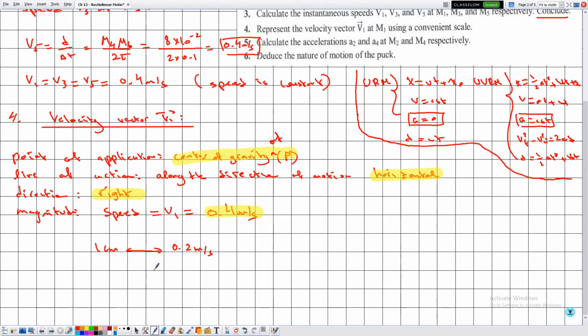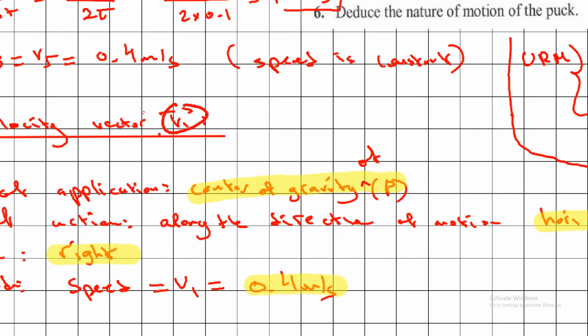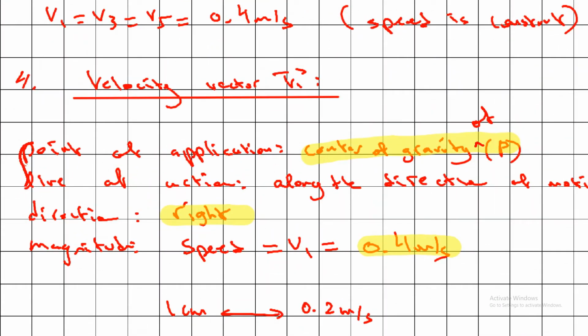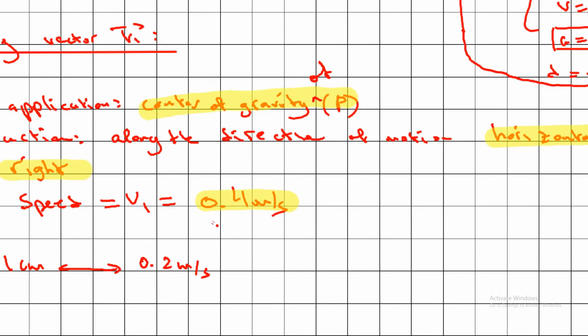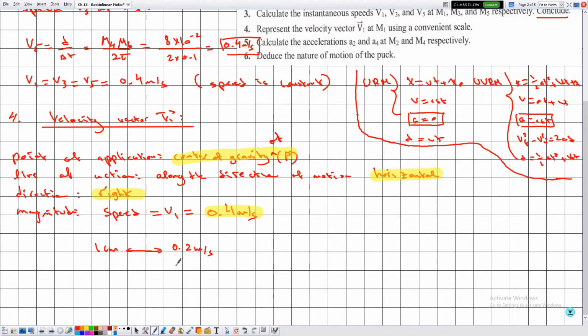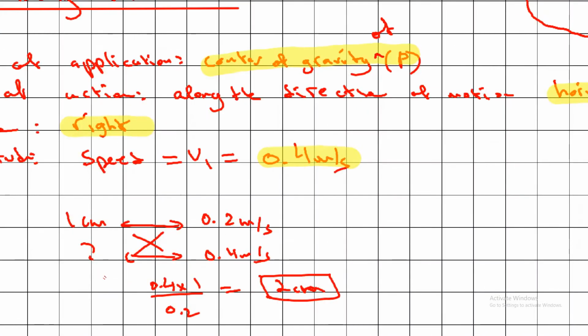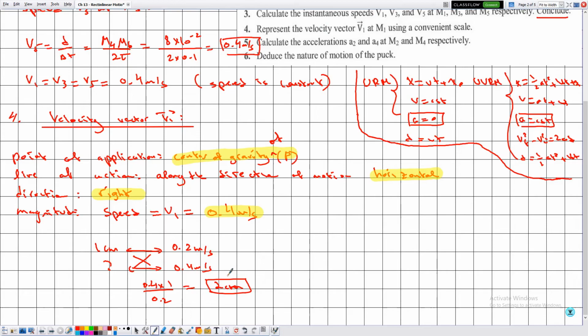Now we need to determine the length of the vector v1 that we are interested in representing. Recall that I have listed these properties because it will be easier for us to represent the vector. Now if this is the chosen scale, what would be the length of a magnitude of 0.4? So 0.4 meter per second corresponds to what? In this case we cross multiply, and 0.4 multiplied by 1 divided by 0.2 would give us 2 centimeters. So you can notice that we have chosen the scale in such a way that the length of the vector would be 2 centimeters, which is the easiest length that we can draw on a piece of paper.